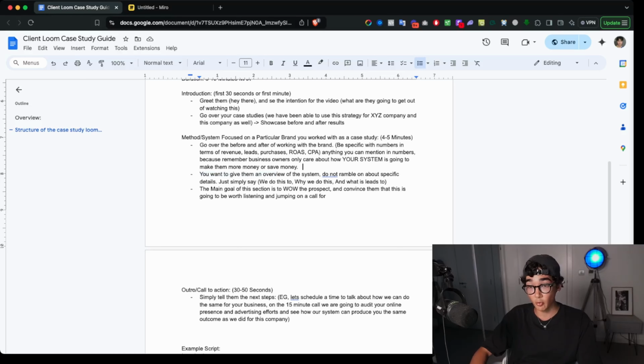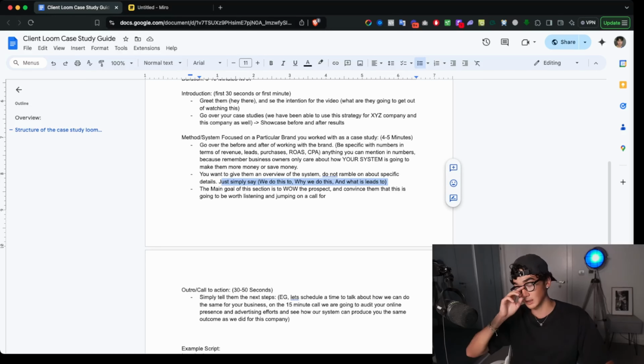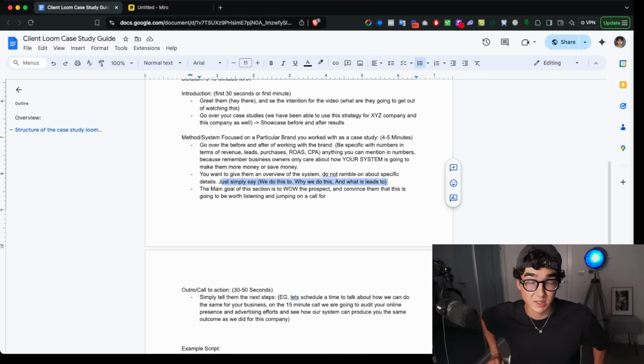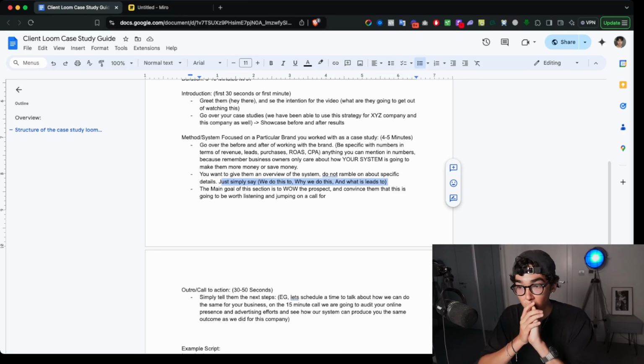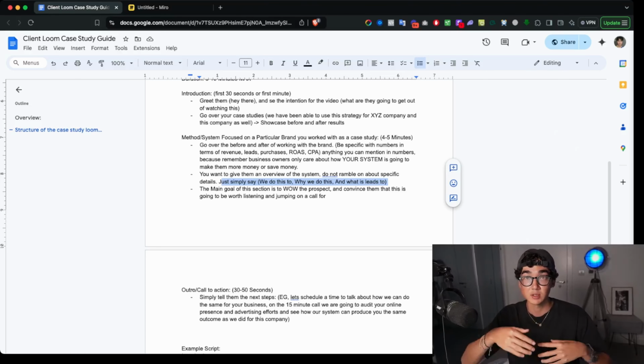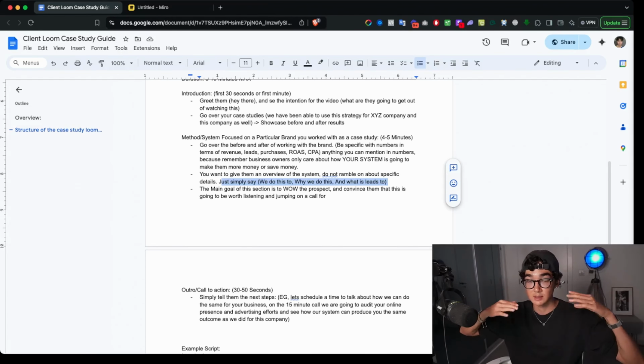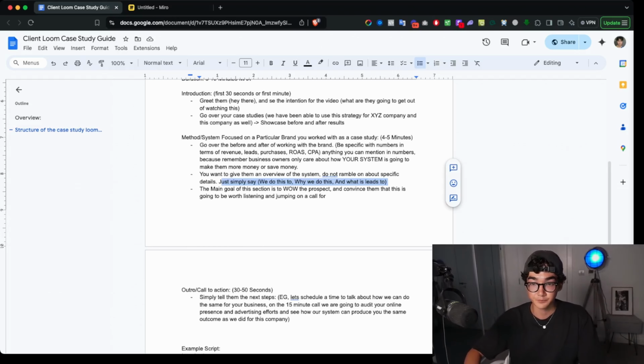You want to give them an overview of the system. Now, don't ramble about specific details. There's a huge misconception that being technical with your system or going into specifics will get the prospect interested. Now, what I can tell you is that a lot of prospects don't really care about the technicalities of what you do. They just care about the outcomes of your system and how you can go about achieving them. So you need to dumb it down and simplify it.